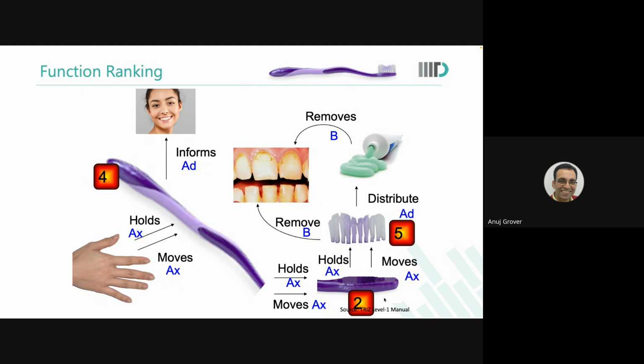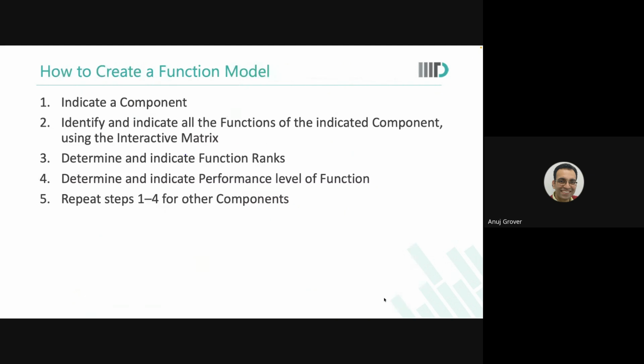So ranking is about putting some value for the functions that a component performs. So how do we create a function model? First, indicate a component. Identify and indicate all the functions of the indicated component using the interaction matrix.